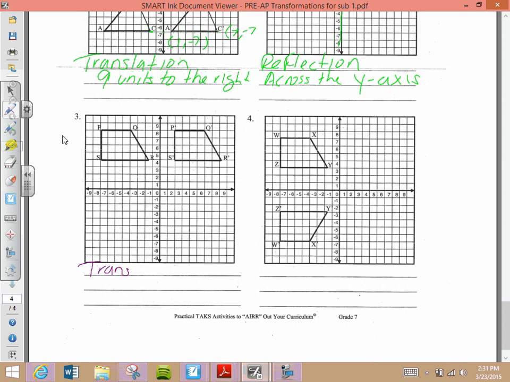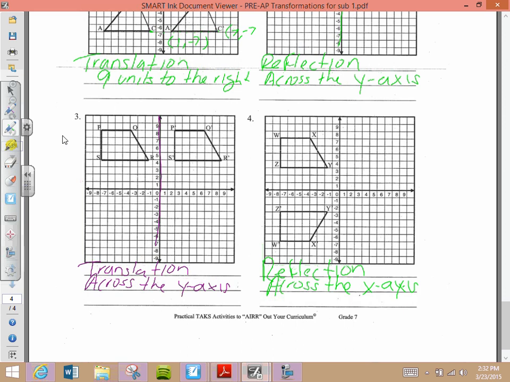Translation. Across where? Across the y-axis. And the other one? Reflection. Across the x-axis.